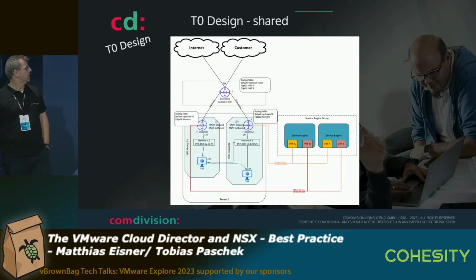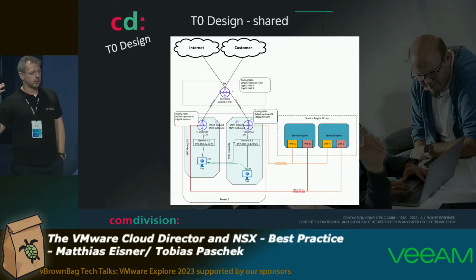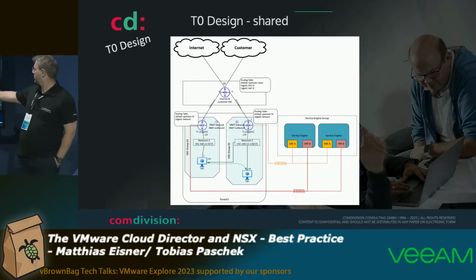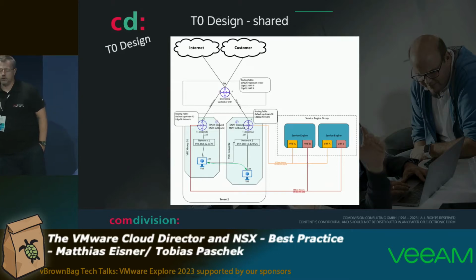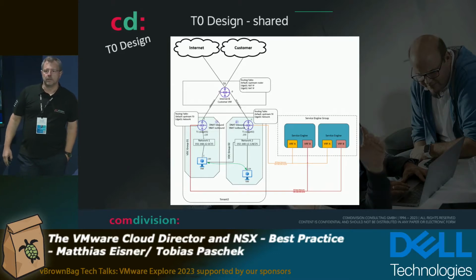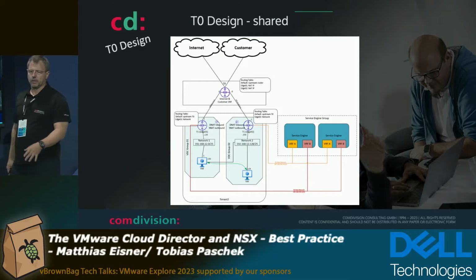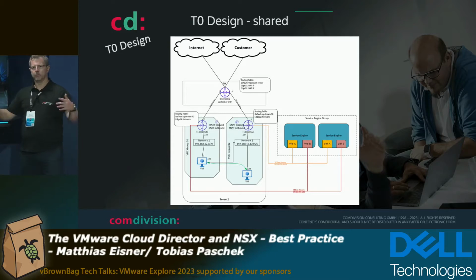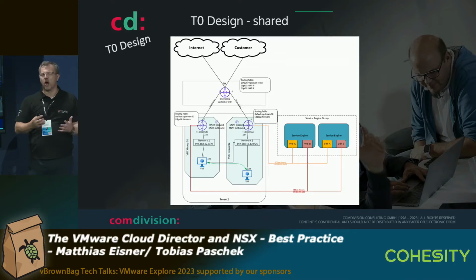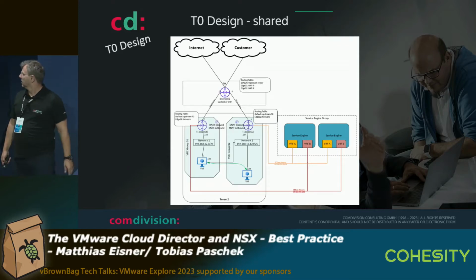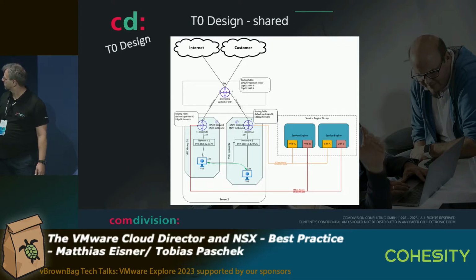So what do we have here? We have our shared tier 0 from a provider's perspective. Tier 0 is provider managed. Per tenant, we have our tier 1 gateway to be exact, and we do the network routing outside. So that's one of the most common use cases. Works pretty fine.